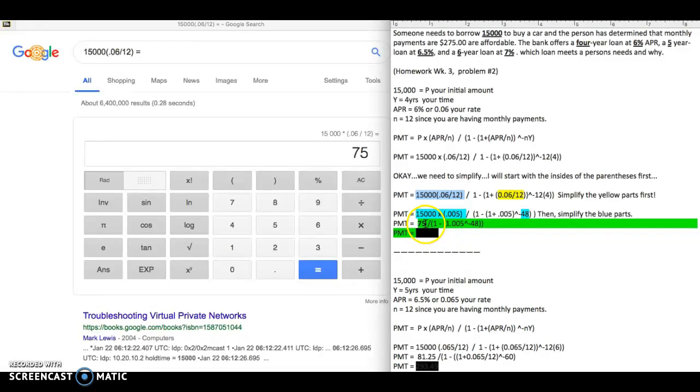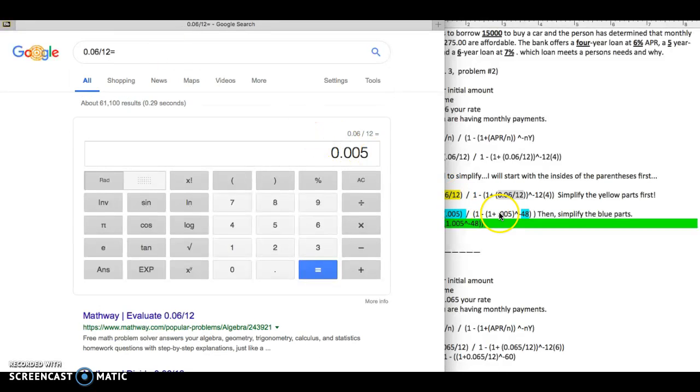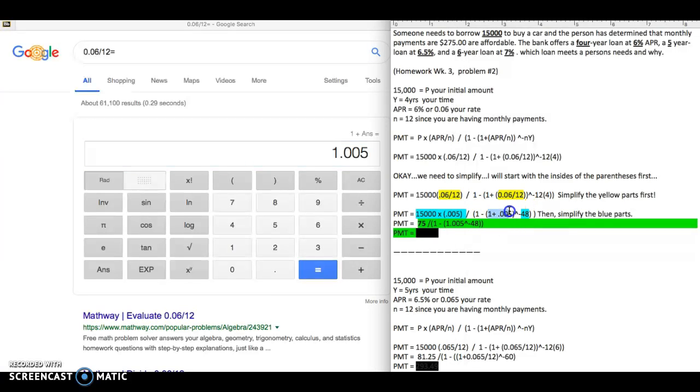Okay, so we have 75 in the numerator. Then we're going to start looking at the ugly one down here. I'm going to take the inside of the inside, which is 0.06 divided by 12, and hit equals. That gives me 0.005. Then I'm going to add 1. I want 1 plus my answer. My answer is 0.005, so 1 plus my answer gives me 1.005. That's this part right in here.